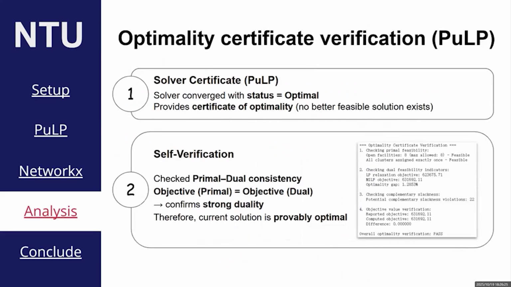And here we verify the optimality of the PuLP solution. First, the solver itself returned optimal status, which means it found a certified optimal solution. Then we conduct manual verification, checking primal feasibility, dual consistency, and complementary slackness. The result shows on the right, and it shows all constraints are satisfied. The optimality gap is only about 1.3%, and the computed and reported objectives match exactly. Therefore, both the solver certificate and our self-verification confirm that the solution is feasible and optimal.